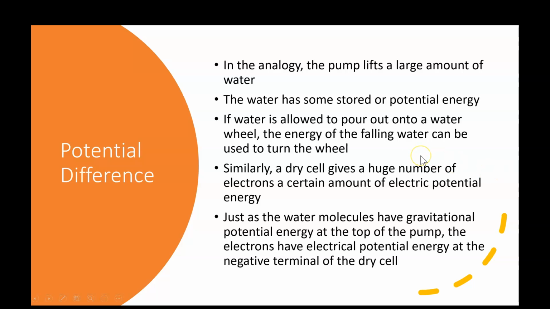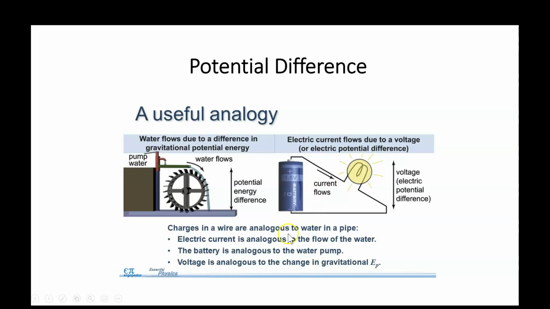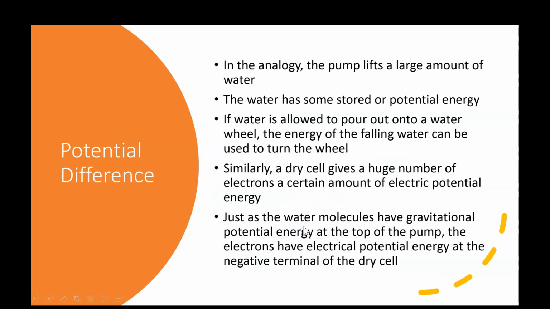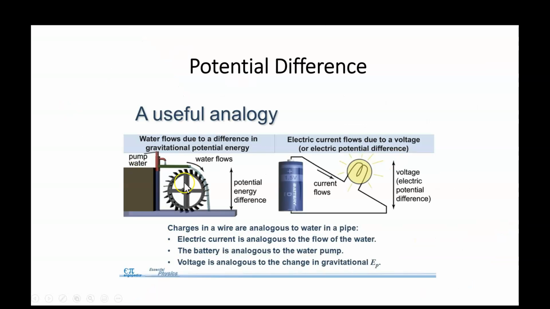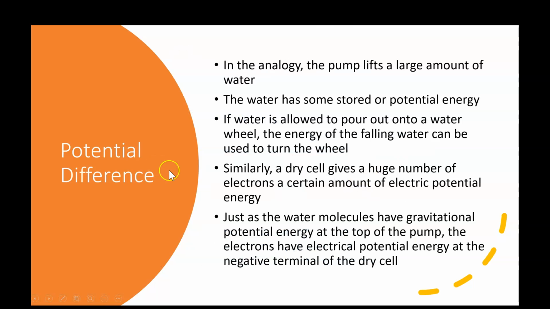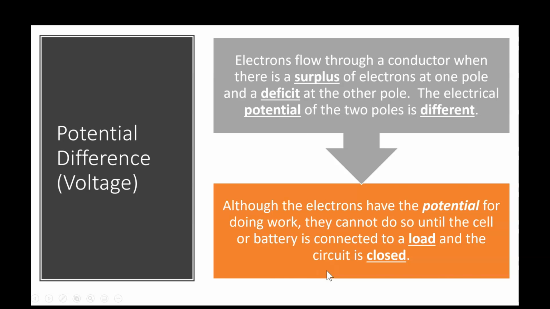Similarly, in this dry D cell, the chemical reactions give a huge number of electrons a certain amount of electrical potential energy. Just as the water molecules have gravitational potential energy at the top of the pump, so right up here, the electrons have electrical potential energy at the negative terminal of the dry cell.